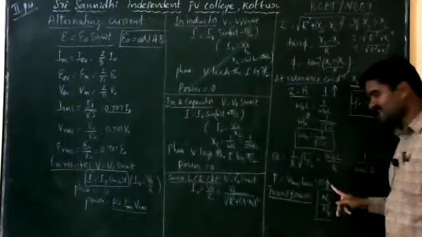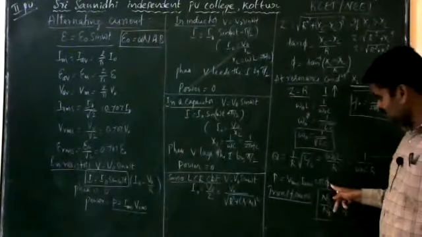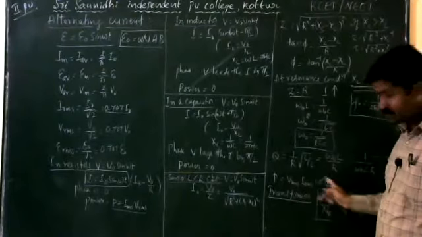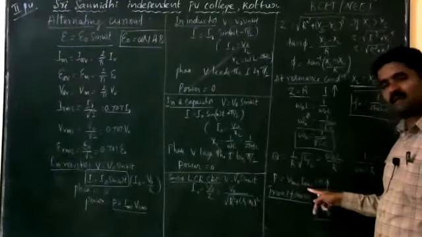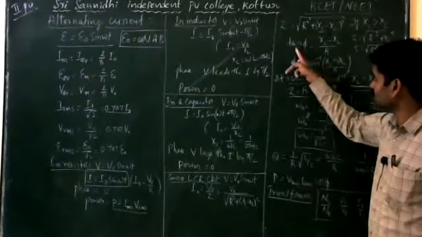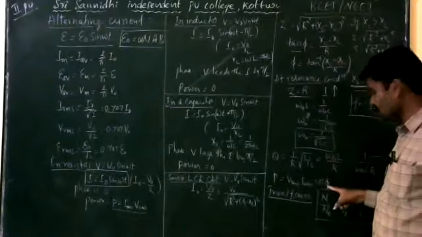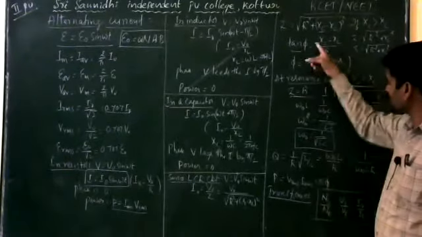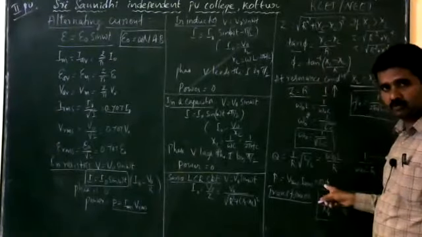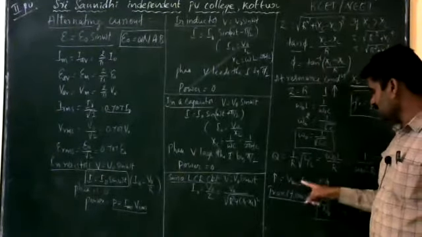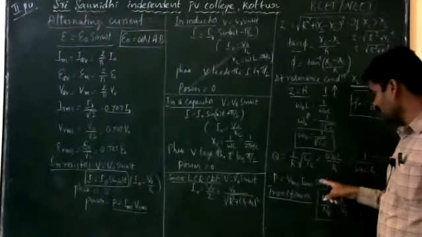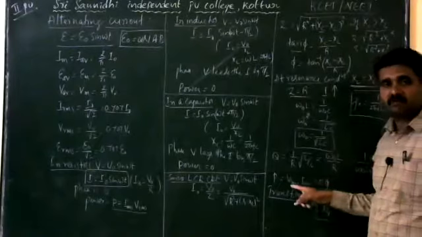If cos phi, the phase between the voltage and current, is 0, then the power dissipation in the resistance is maximum. Power dissipation will be V RMS into I RMS into cos phi. This cos phi is also the power factor. So P is equal to V RMS I RMS cos phi, then the power factor cos phi is equal to P divided by V RMS into I RMS.